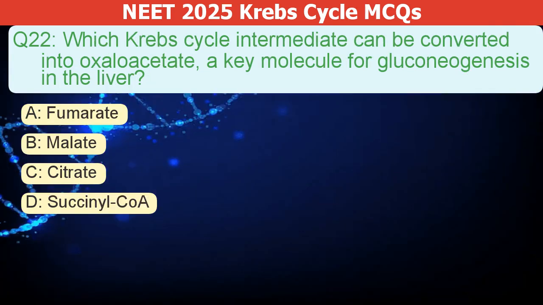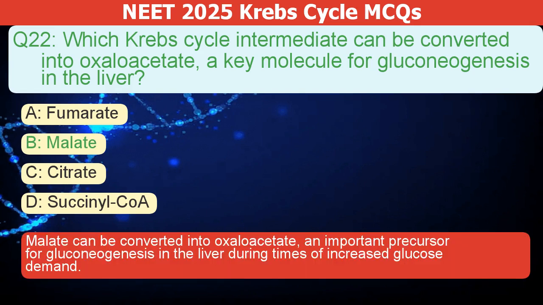Which Krebs cycle intermediate can be converted into oxaloacetate, a key molecule for gluconeogenesis in the liver? A. Fumarate, B. malate, C. citrate, D. succinyl-CoA. The correct answer is B. Malate can be converted into oxaloacetate, an important precursor for gluconeogenesis in the liver during times of increased glucose demand.